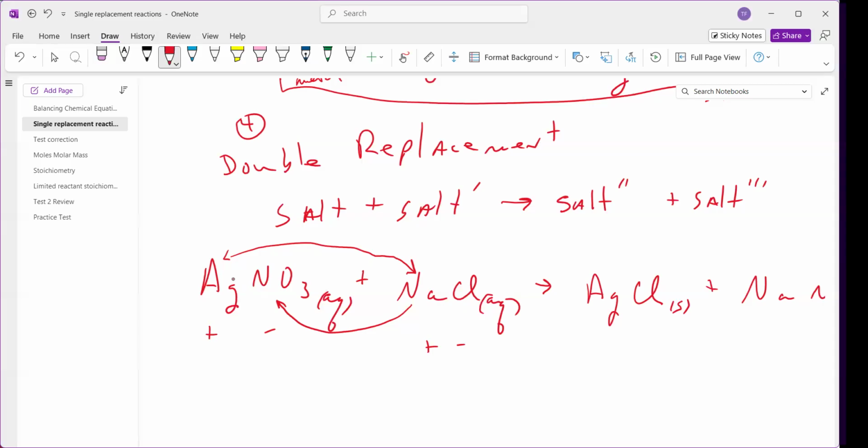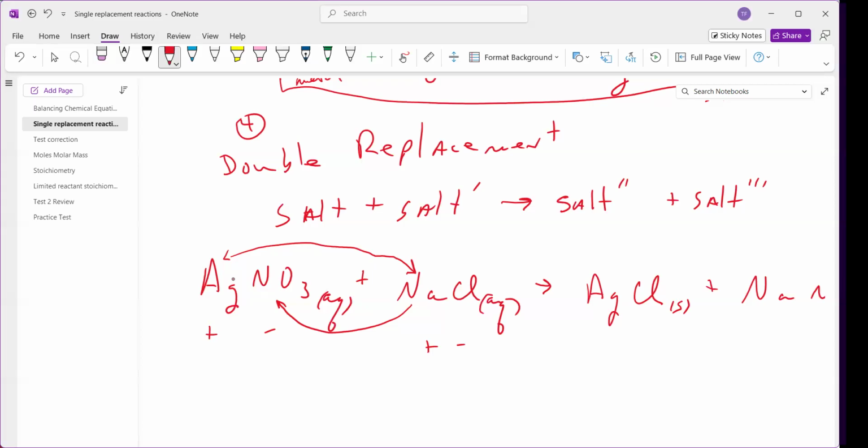In other words, silver goes to silver chloride, forms a new salt. That would be the salt prime. The sodium goes to the nitrate. That would be the salt double prime. Just that they're not the same anymore. That's all it means. And it's used a lot in science. Not so much biology, but frequently in the physical sciences: chemistry, physics, geology. Geology has a ton of chemistry, and engineering uses a lot.